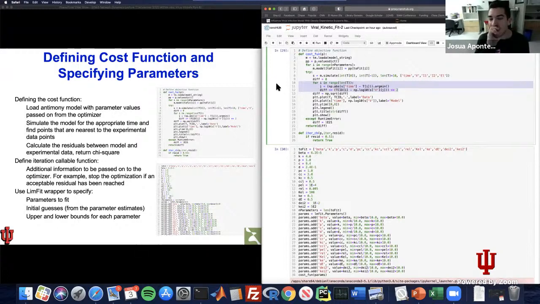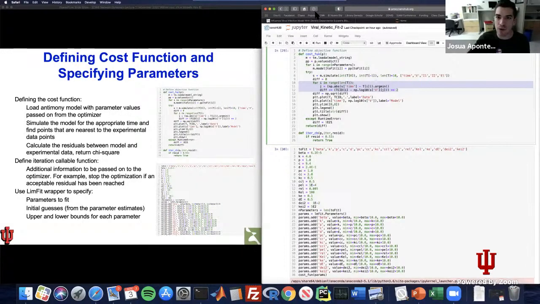But the problem is that the way the model is simulated, the time points on the model might not correspond one-to-one to the time points in the experimental data. And there are multiple ways to solve that. I think this is my preferred way because it's simple, but it is an approximation.